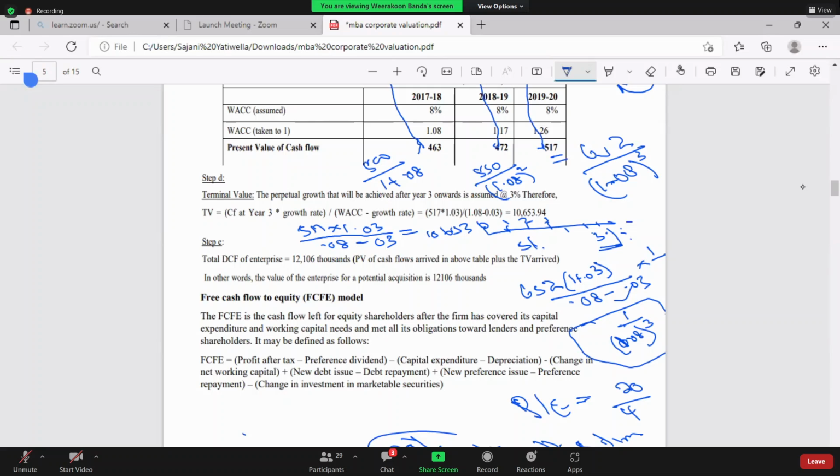Then 4 rupees divided by 0.2, we get the value of 20 rupees. So this is a way of estimating the company value, the earnings value, the equity value. The company value also we can take from free cash flow and some other methods. However, multiples can take different forms: free cash flow multiples, EBIT multiples, price earning multiples.